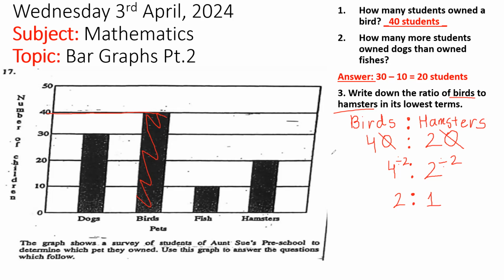Yes, so you find the numbers for the birds and hamsters. For birds, it's 40, colon, and hamsters is 20. And then you cross out the zeros, and then you're left with 4 and 2. So you divide the 4 and the 2, and then you get 2:1. Very good. 2:1.